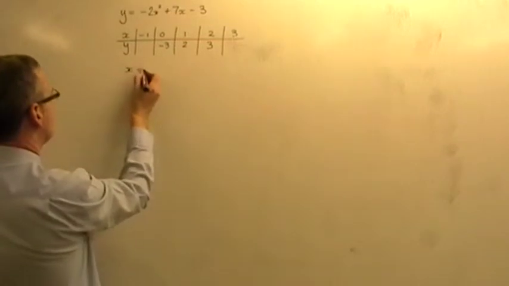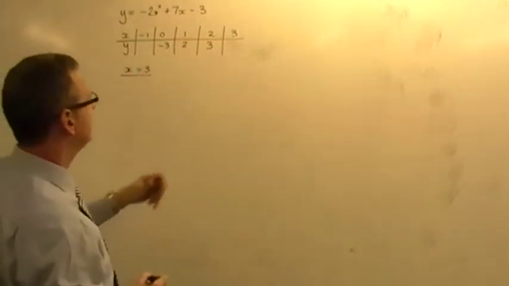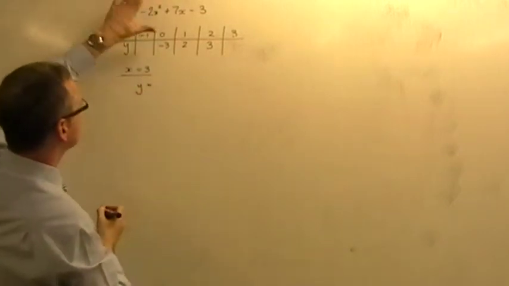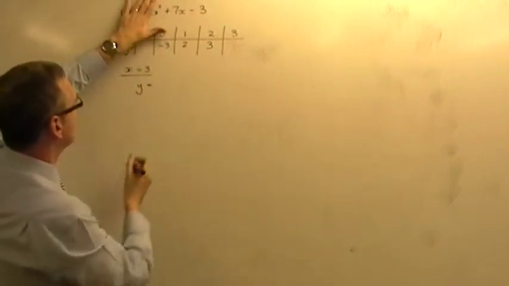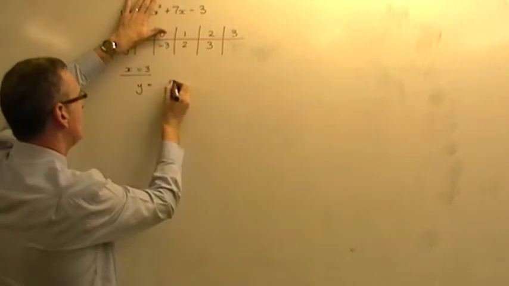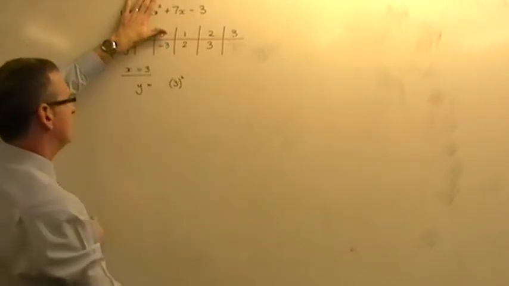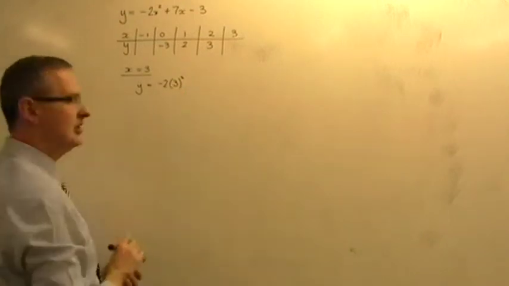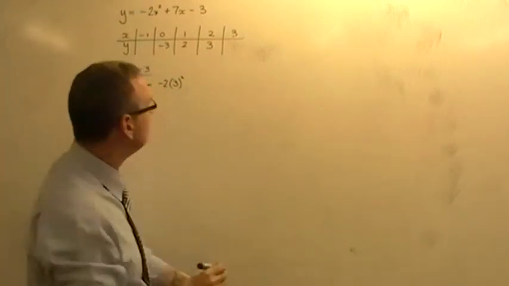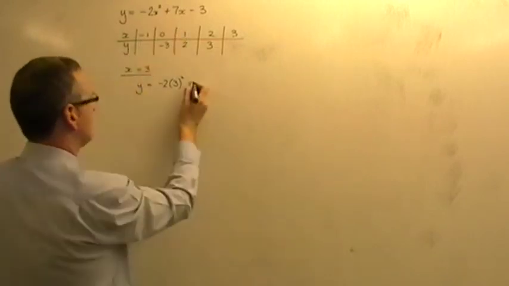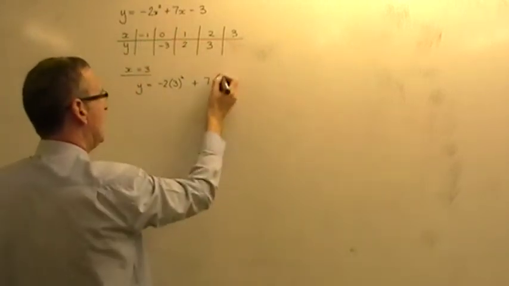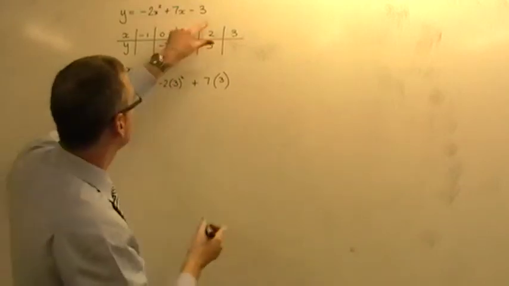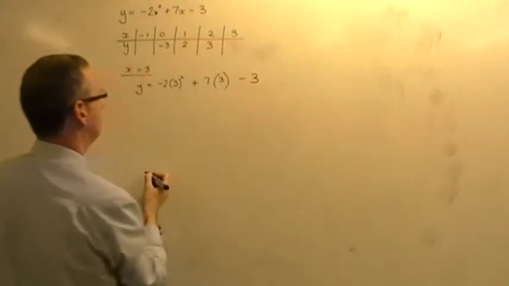So if x is equal to 3, just be careful how you deal with this negative. The y value will be minus 2x squared, which means you square the x first, so that's 3, which I'll put in a bracket, and I'm going to square it. And then you multiply afterwards by minus 2, so I get minus 2 lots of that. Plus 7 lots of x, and x is 3, so I'll put that 3 inside a bracket. Then take away 3.